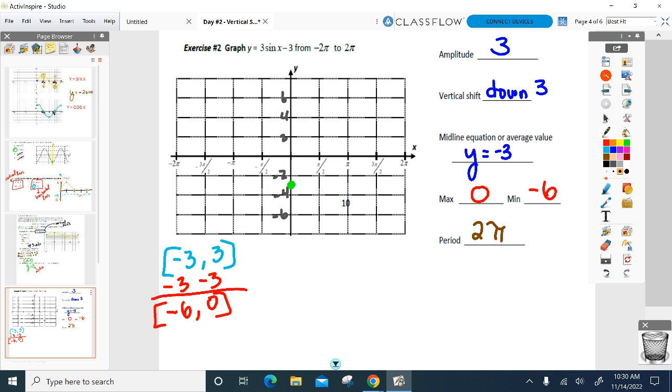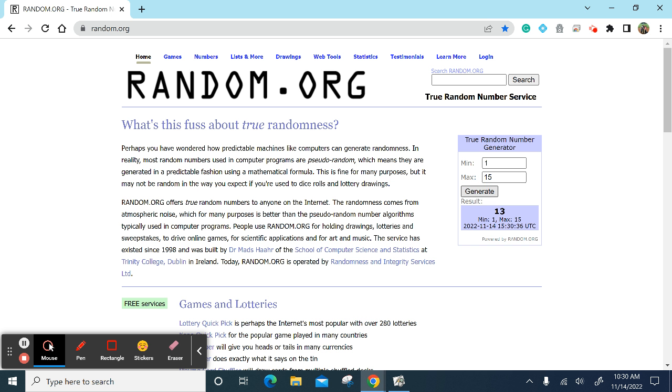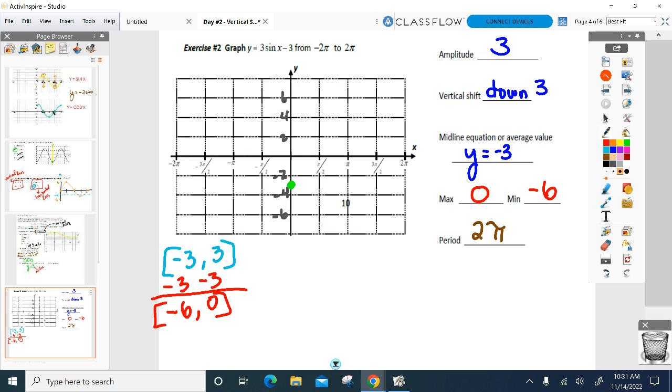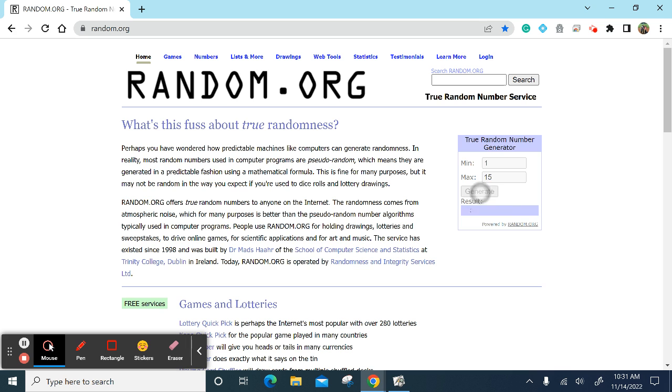After the midline, where does the sine curve go from there? Oh, hi, Sydney. How are you? It goes to the max, right? Which would be what for us? Good job, 0. Back to where? So I got midline, max, back to where?